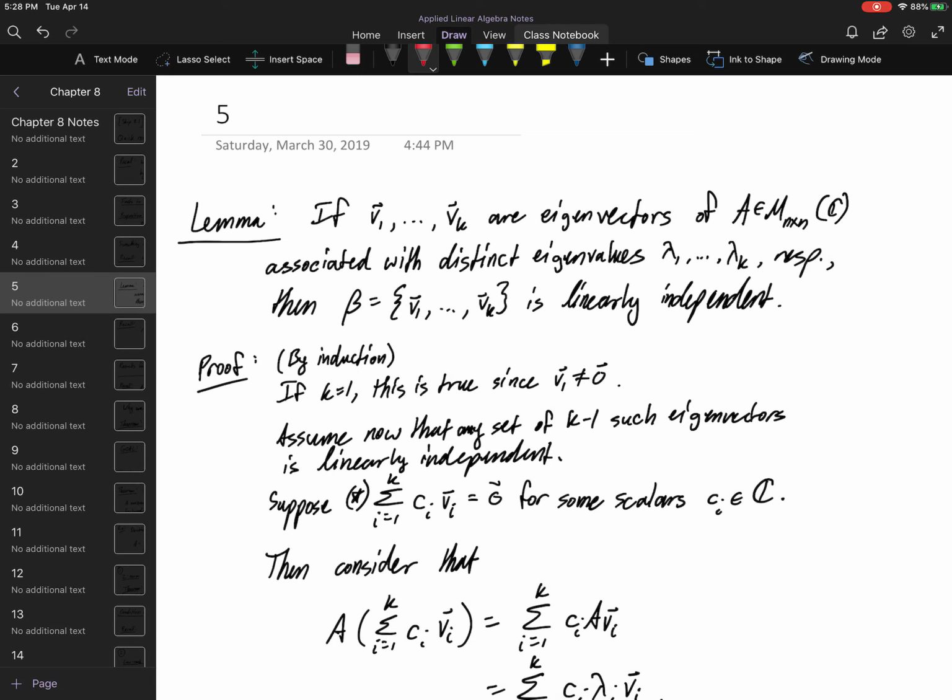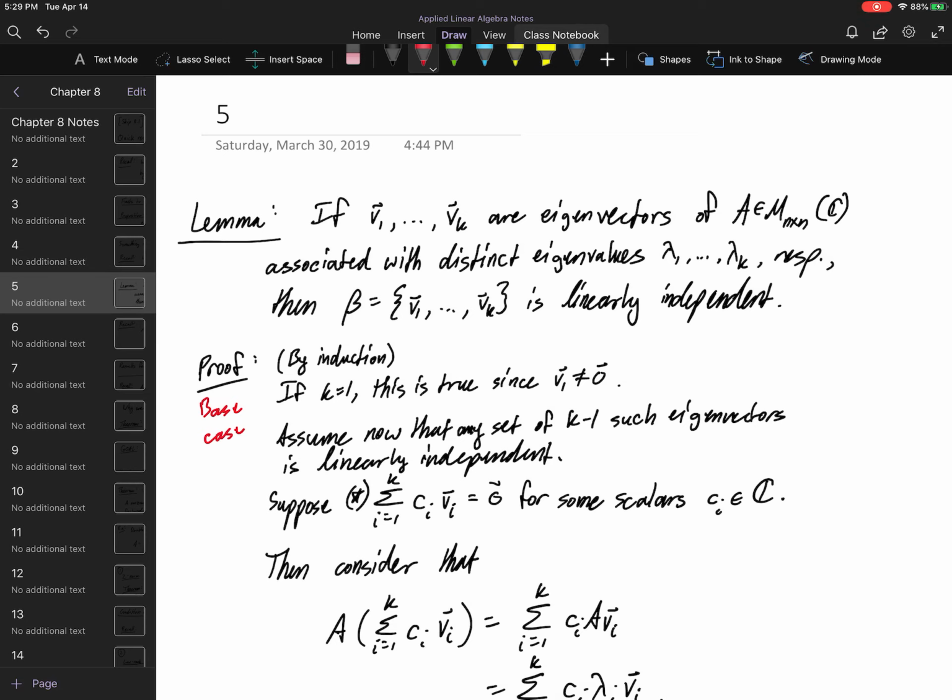So what happens if our collection has but one object in it? Since eigenvectors are non-zero, we have a collection of one vector, and that one vector cannot be dependent. So this is a linearly independent set in the case where k equals 1. This is what we call our base case, the base step.